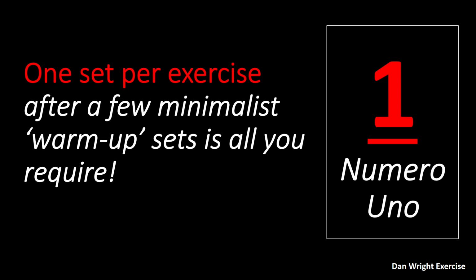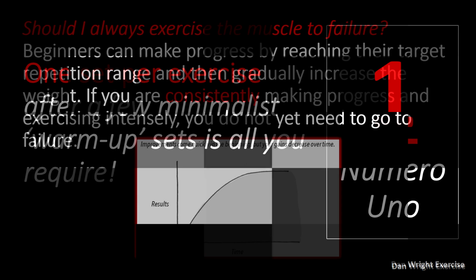So how many sets should you do to failure? You only need to do one. If you do your main set, or your work set as it's sometimes called, to failure, you won't want to do another set. If you want to do another set, you haven't exercised hard enough or to failure, or perhaps you're just a masochist. But one main set to failure is all that's required based on the example that I just showed previously.